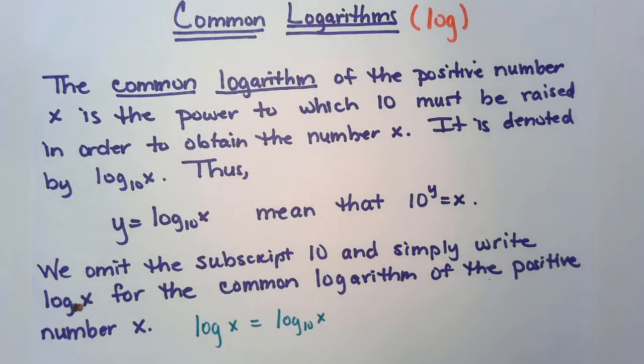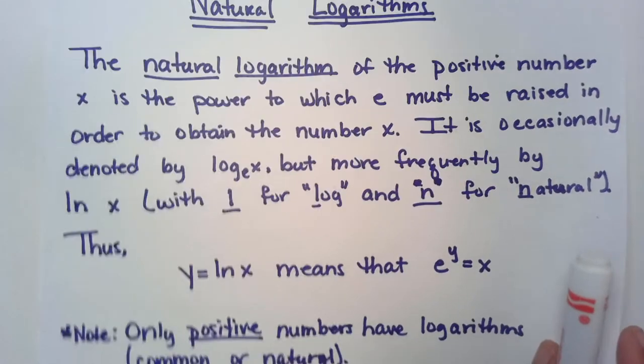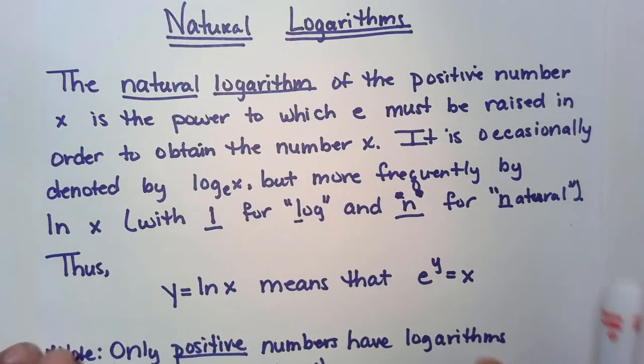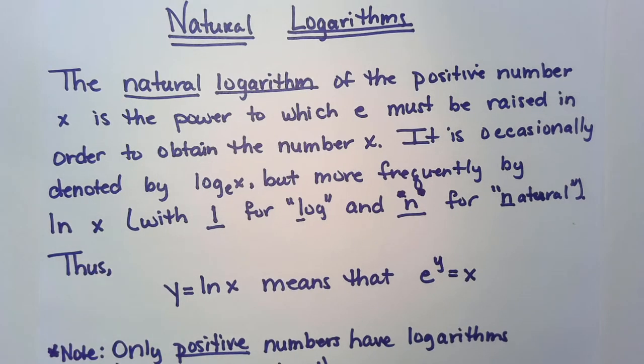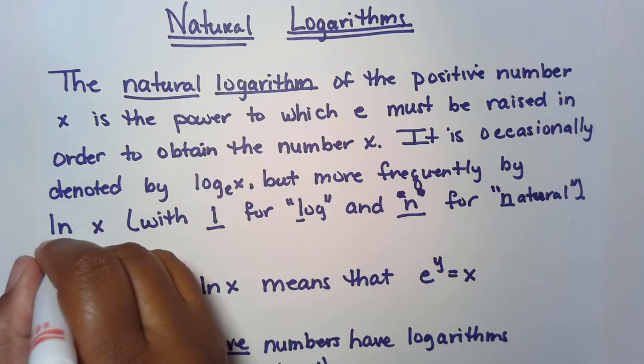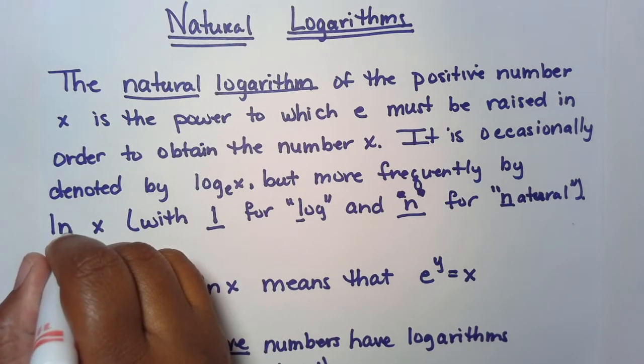Natural logs, let's talk about that. The natural logarithm of the positive number x is the power to which e, remember we talked about the natural base e, must be raised in order to obtain the number x. It is occasionally denoted by log base e of x, but more frequently by ln. This is how we call this.